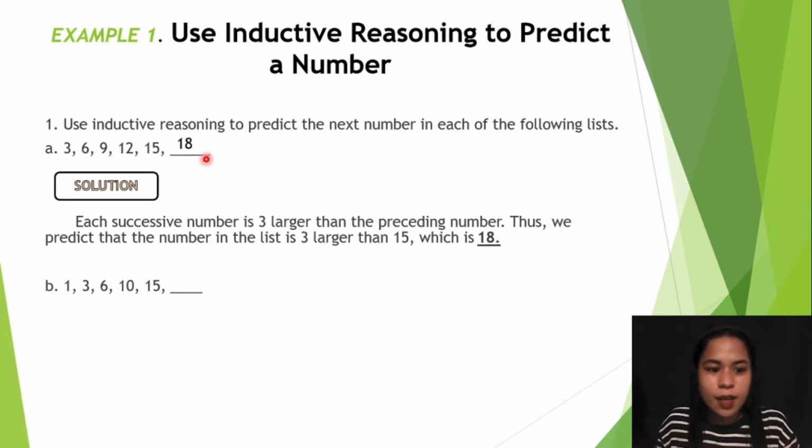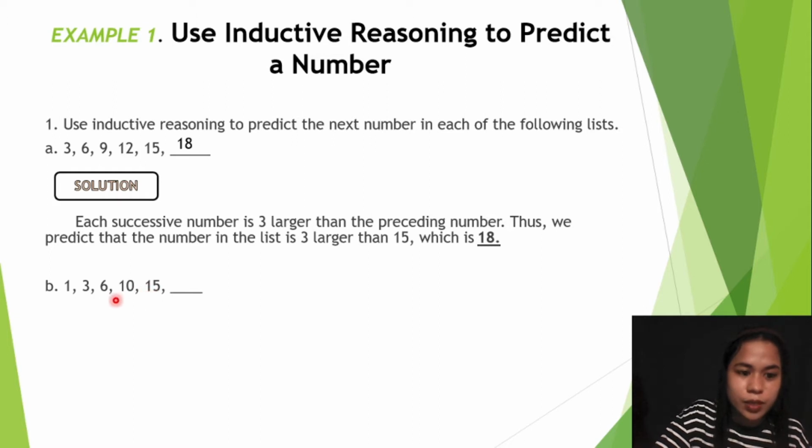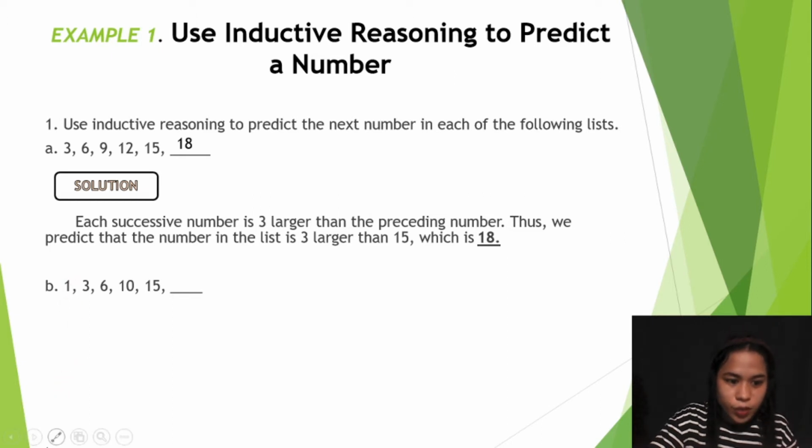In our next example, we have 1, 3, 6, 10, 15, and what will be our next number? By this, we need to analyze the given numbers. They are not divisible by any number, because they are all different. We have 1, 3, 6, 10, and 15. Then, let's stick to subtracting to find out if they have a pattern. If we subtract, for instance, 3 minus 1, to find the pattern, this is 2. 6 minus 3 is 3. Then 10 minus 6 is 4. 15 minus 10 is 5.